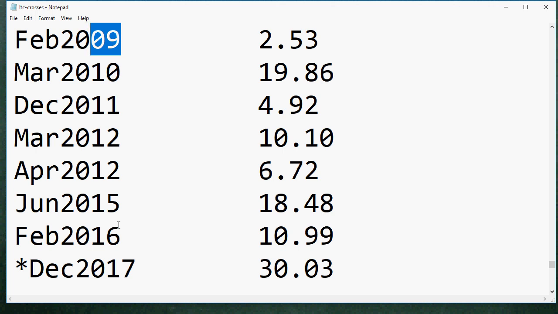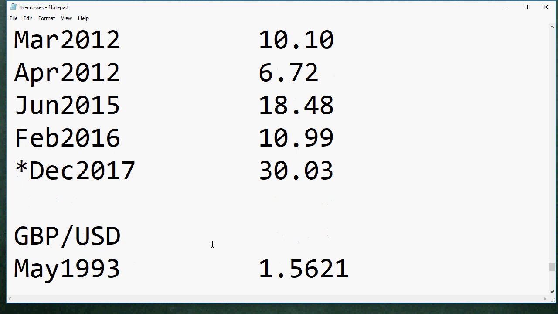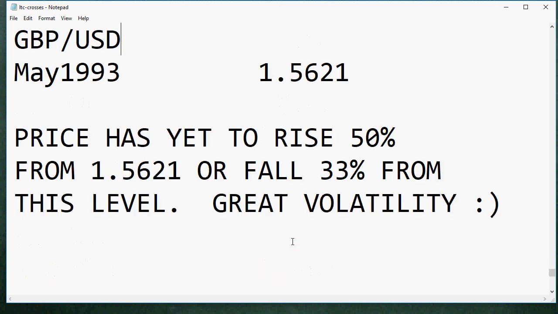Let's take a look at a currency now. We're going to take a look at the Great Britain pound and the US dollar. Now I'm going to go back to when I first have data on this, which is May 1993 at $1 for 1.5621. Now the first time, so we're looking for this to either go up 50%, which is like around 230, or lose 1/3 of its value with a little over $1. Well, the price is yet, since 1993, has yet to rise 50% from 1.5621. Or has neither fallen 33% from that level.